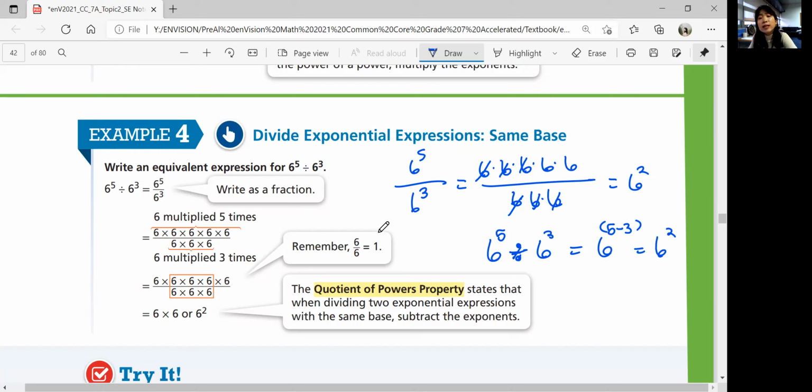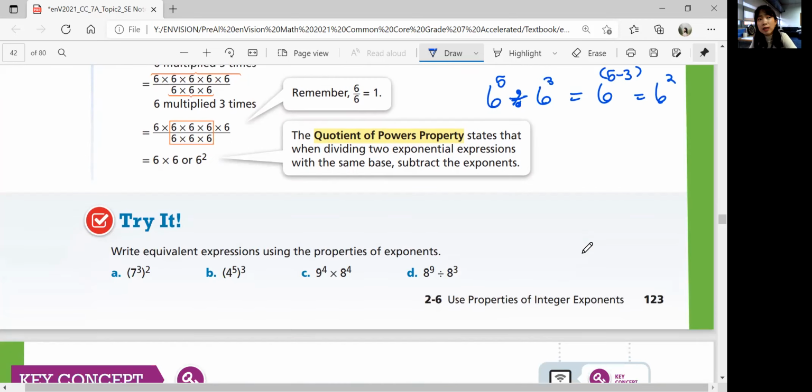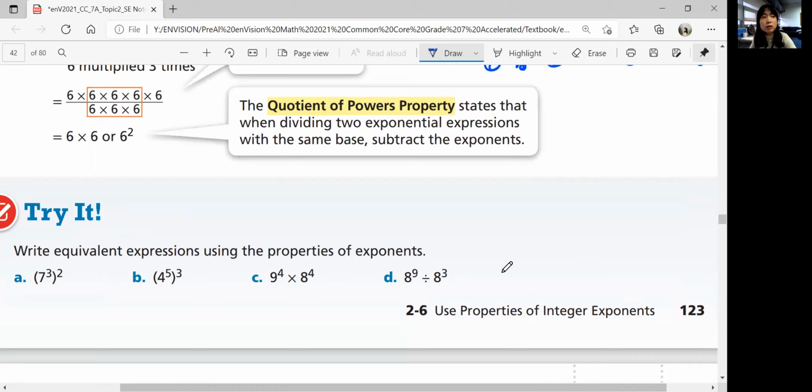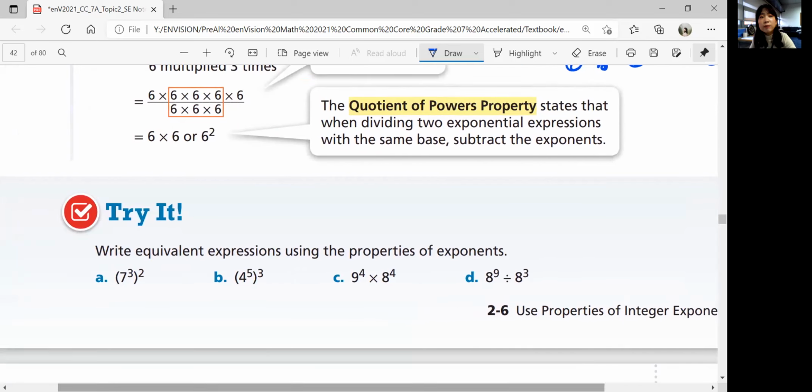All right, looking at examples 2, 3, and 4, let's try these questions, A, B, C, and D. Write equivalent expressions using the properties of exponents. Okay, come back when you're ready.